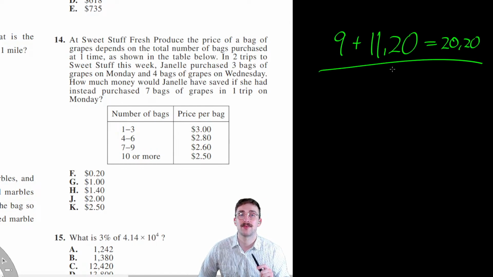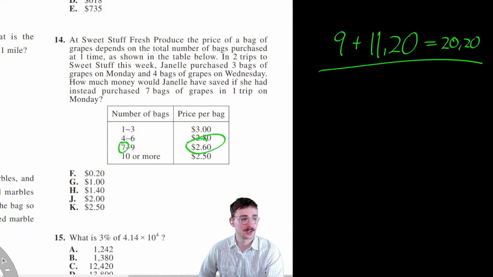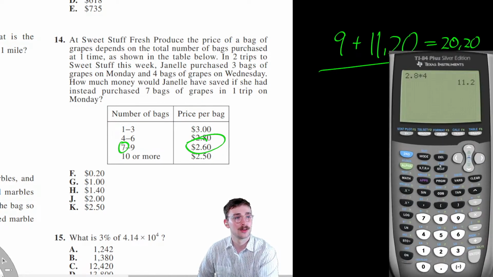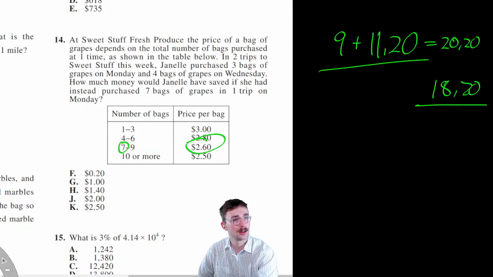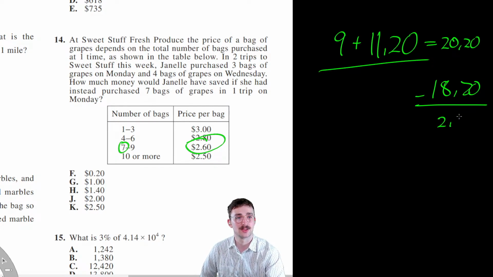Now we have to find out how much she would have spent if it was 1 trip. Well, 1 trip would have been 3 plus 4 is 7, so it would have been 7 times 260, which again I'm going to break out my calculator for. So 7 times 260 is 1820. I'm going to refashion this as 2020 minus 1820, which is going to be $200.